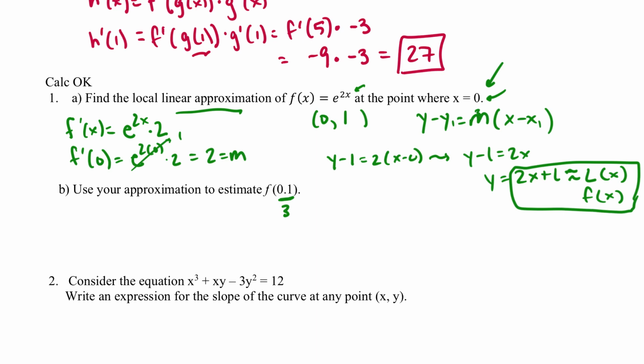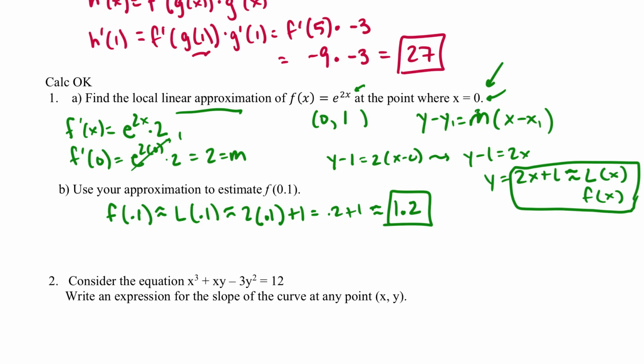Now we need to approximate this, and it's giving me a value over here at 0.1. So let's see. And 0.1 is pretty close to 0, so I should get a decent approximation for this. So that means I need f of, right here, 0.1, which is going to be approximately L of 0.1, obviously, which will be 2 times this 0.1 plus 1, which will give me 0.2 plus 1, which is approximately 1.2.